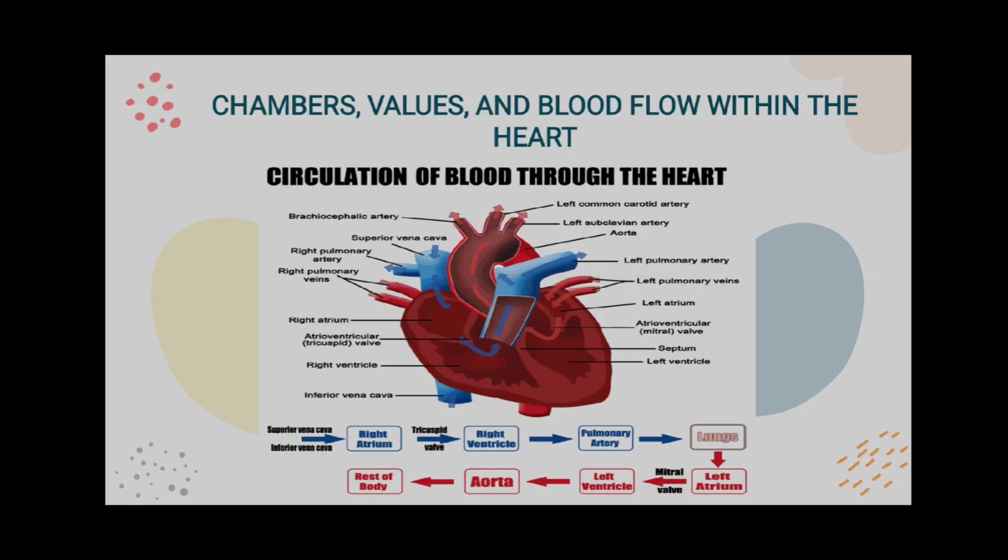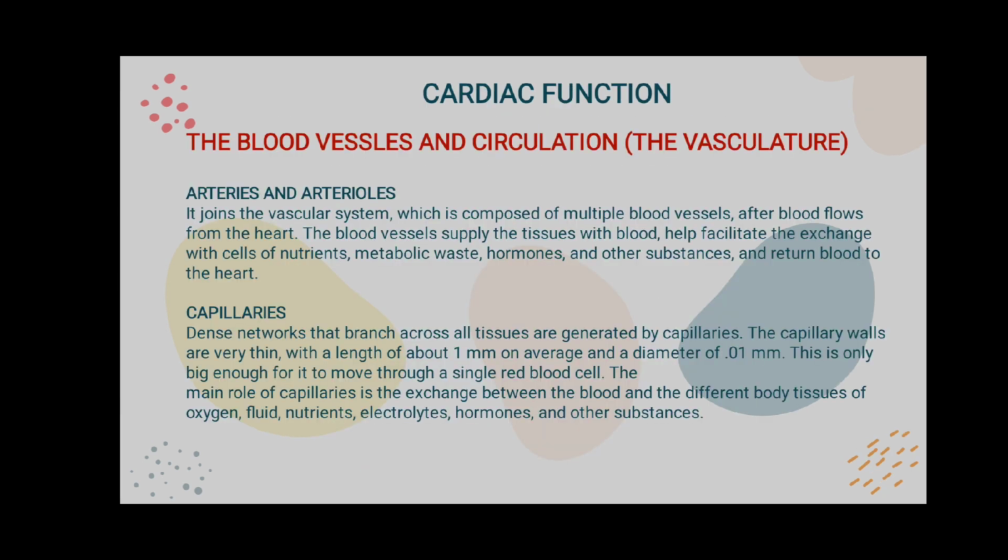And now let's discuss the chambers, the valves, and the blood flow within the heart. The heart has 4 chambers: the right atrium, the left atrium, the right ventricle, and the left ventricle, as stated before, LV. The RA and the LA serve primarily as blood reservoirs, bringing blood into the RV and LV. The RV provides the main force for moving blood through the pulmonary circuit, and the main force of moving blood through the systemic circuit is given by the left ventricle.